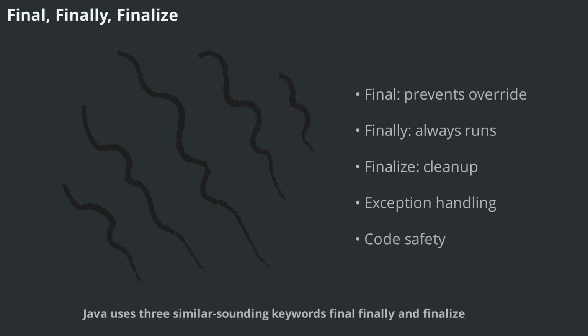Java uses three similar-sounding keywords: final, finally, and finalize. Final is used with variables, methods, or classes to prevent overriding. Finally is a block of code used with try-catch for exception handling, ensuring code runs regardless of exceptions. Finalize is a method called before an object is deleted, allowing for cleanup activities. Understanding their purposes helps you write safer and cleaner code.